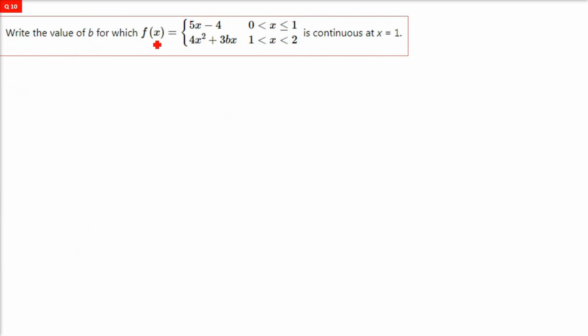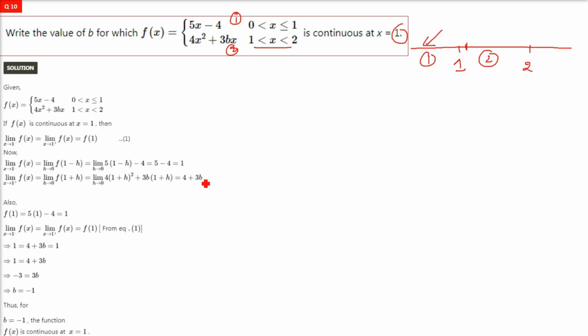Write the value of b for which this function f(x) is continuous at x equals 1. If you make a number line, you see there are 3 points, 0, 1, 2. If you go to the left of 1, 1 is inclusive in 5x minus 4. So the first function is 5x minus 4. The second function, if you go just ahead of 1, you will take 4x square plus 3bx, below 2 of course. So the point of contention of continuity checking is 1.